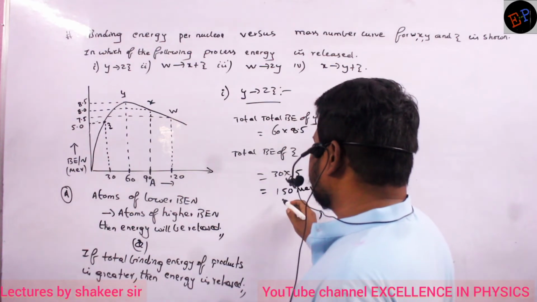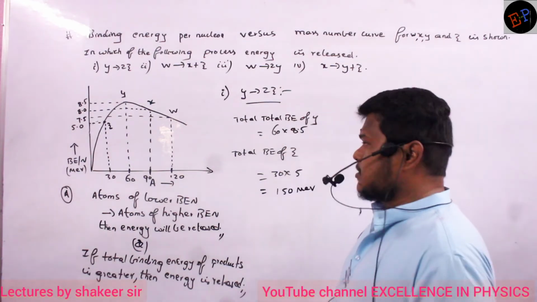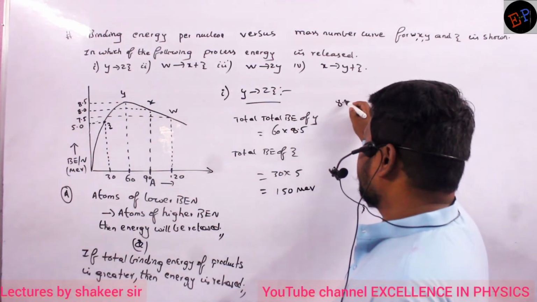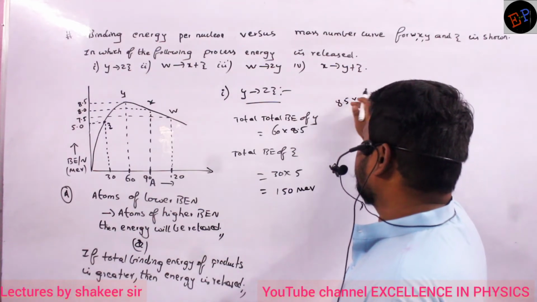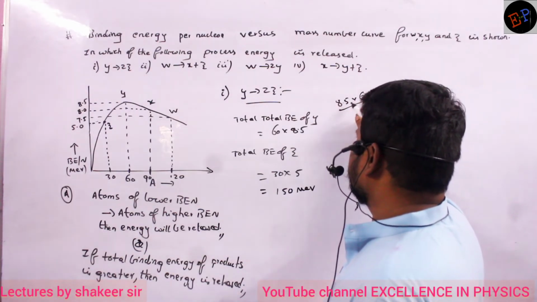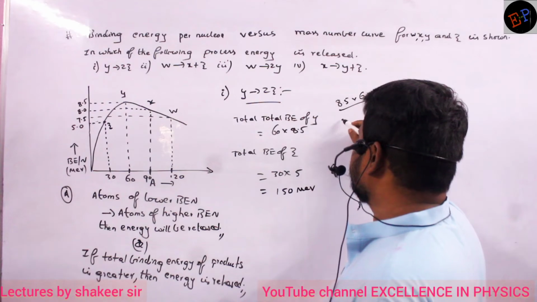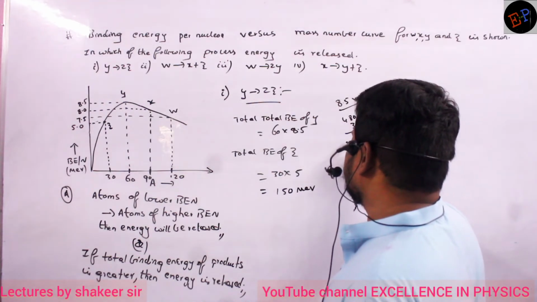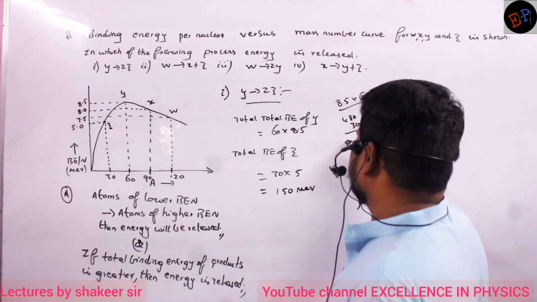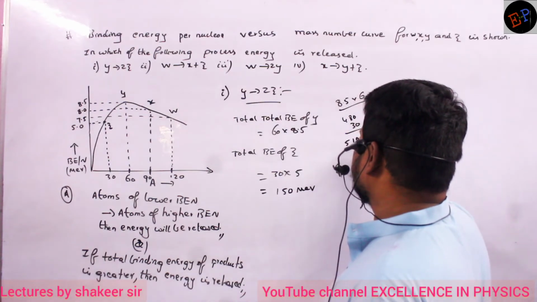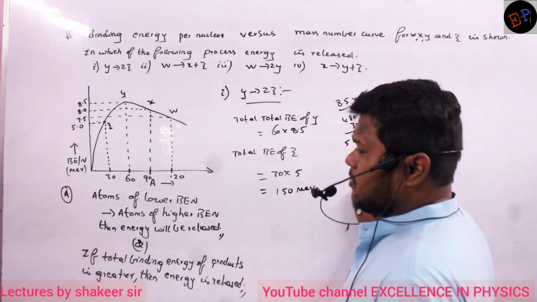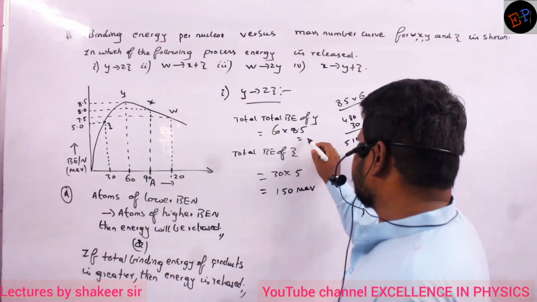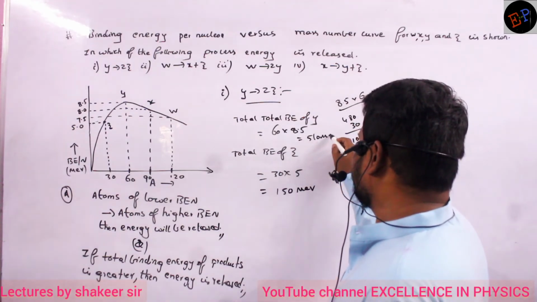Is 60 into 8.5 bigger or is 150 bigger? Do the calculation. 85 into 6. So 8 sixes are 48, 480, 5 sixes are 30. So how much is it? 510 million electron volts. Clear? So therefore this value is 510 million electron volts.